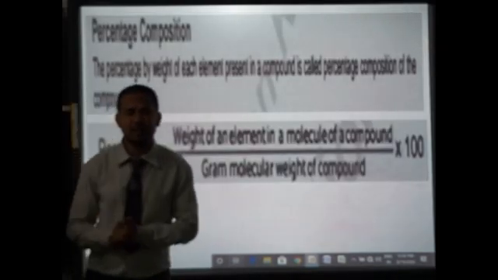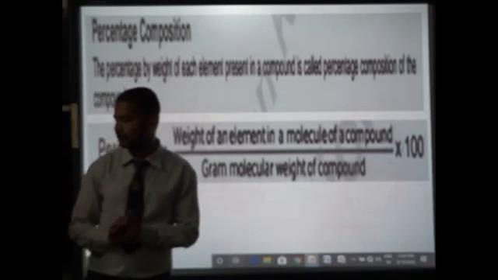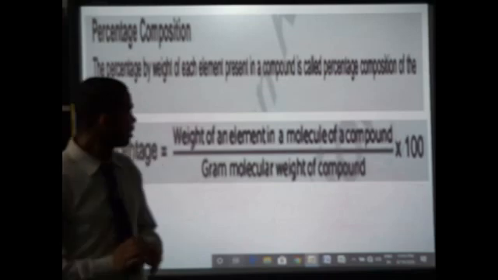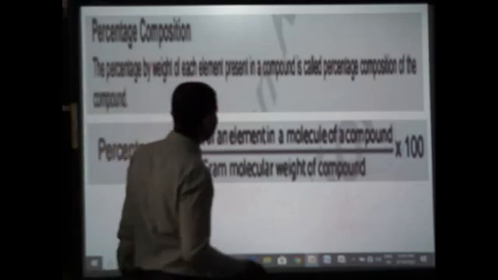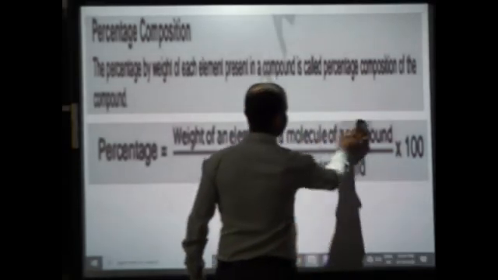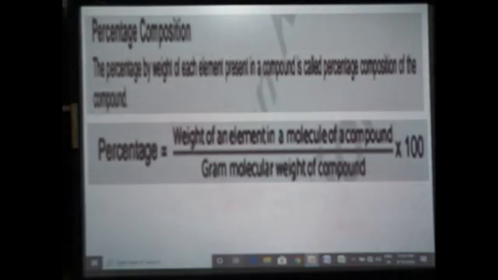Then percentage composition, how do you calculate percentage composition? This also I think we have done shortly in class 9. So what is percentage composition? The weight of an element in a molecule of the compound divided by gram molecular weight of the compound into 100 gives you percentage composition. The percentage by weight of each element present in a compound is called the percentage composition of the compound.